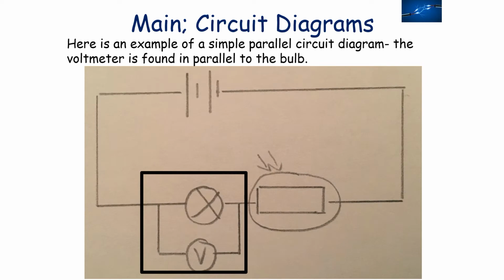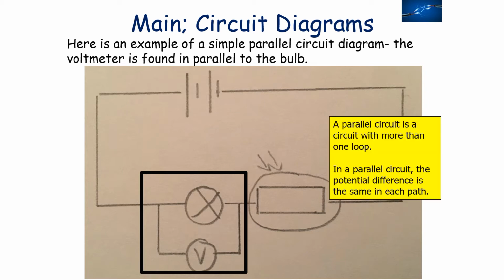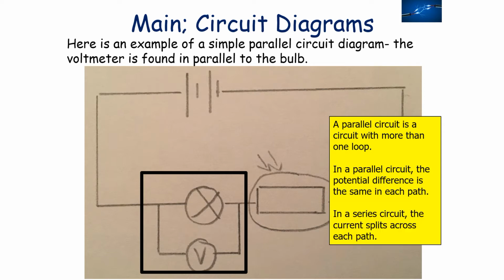Now here's an example of a simple parallel circuit diagram. The voltmeter is parallel to the bulb. Now a parallel circuit is a circuit with more than one loop. So in a parallel circuit the potential difference is the same in each path, yet the current splits across each path.